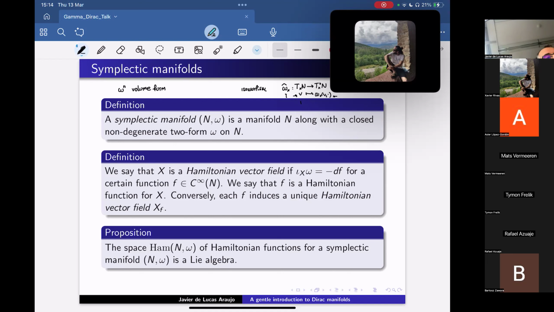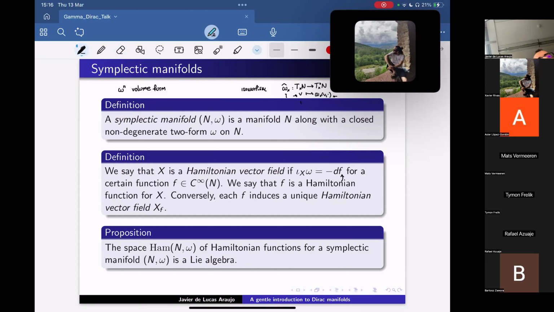Don't care much about that. It's a technicality. You only have to take care of this minus at certain places. So you see, if you put this in here, the talk will be a little bit more mathematical at this point. So when you have a Hamiltonian vector field, and it's related to some function f, we say that f is a Hamiltonian function for X.